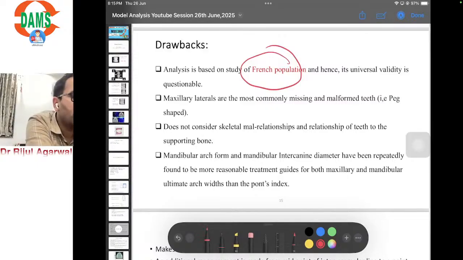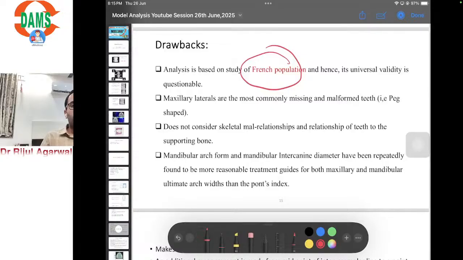Next, the dimension or the value which he took was the sum of incisors, and as we know, the mesiodistal dimensional variation in the incisors is very common. Sometimes they are missing, or they are malformed, and by malformed I mean that they are peg shaped, smaller in shape, that is, peg laterals.